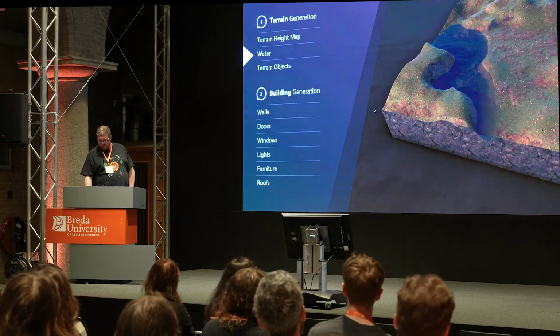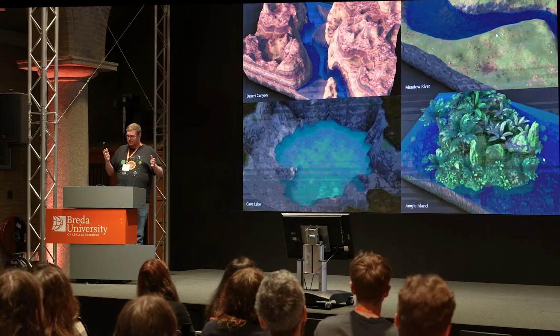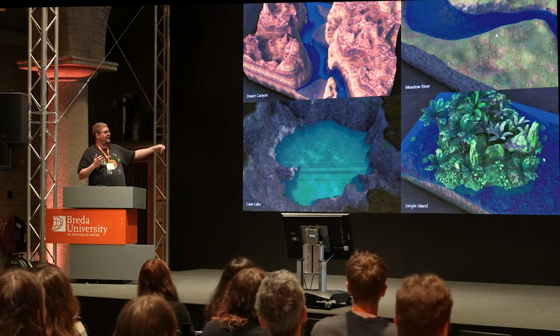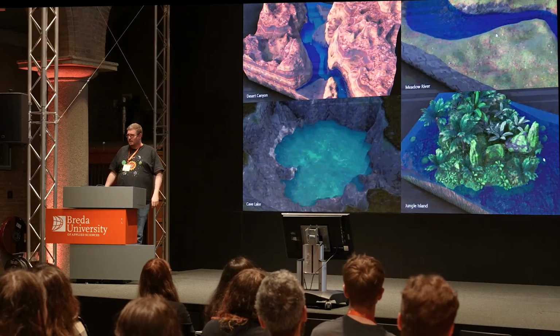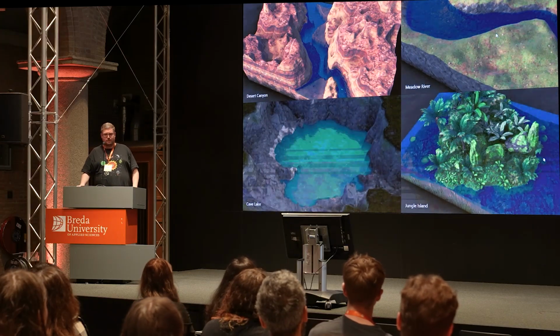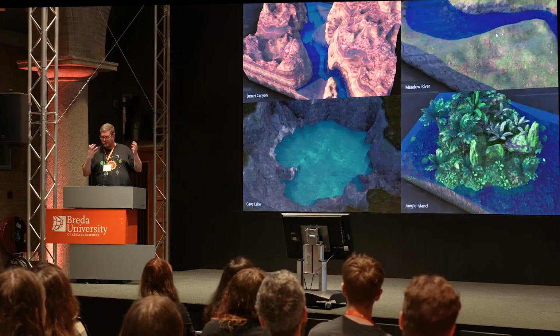And this allows us to make a lot of really varying environments. You have a desert canyon, a meadow river, a cave lake, jungle island, stuff like that. And it's all just a matter of combining two noise graphs that we made in our editor, smashing them together and texturing them.